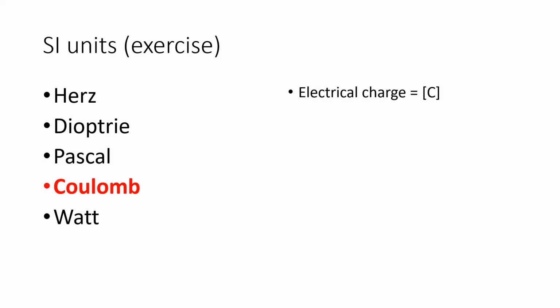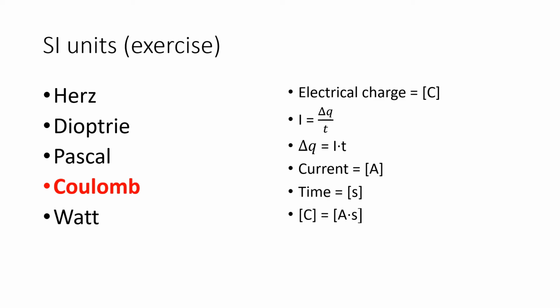Coulomb is the unit of electric charge. Electric current flowing through the wire is the rate of change of charge. We can express the charge as the product of current and time. The unit of electric current is ampere, the unit of time is second. Hence, Coulomb is equivalent to the product of ampere and second.